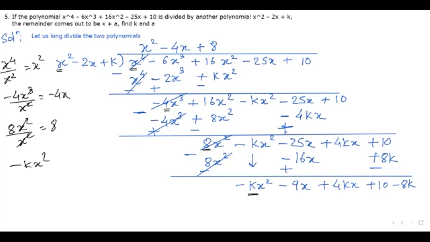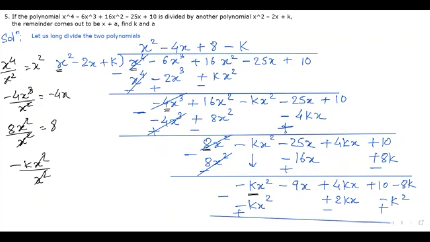Minus kx square upon x square. X square and x square get cancelled. Minus k remains. So minus k will now come here. Minus k into x square is minus kx square. Minus k into minus 2 is plus 2kx. Below 4kx comes a plus 2kx. Yes or no? And minus k into k is minus k square. Altogether a different term. Minus, plus, minus, plus. Very interesting remainder I am going to get.